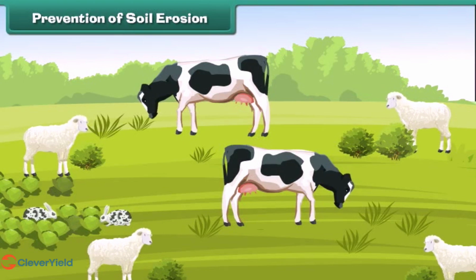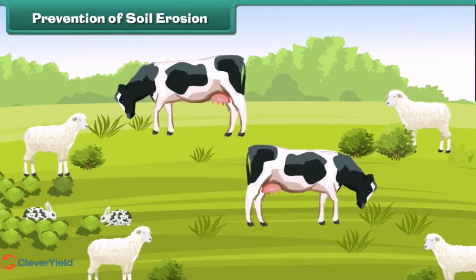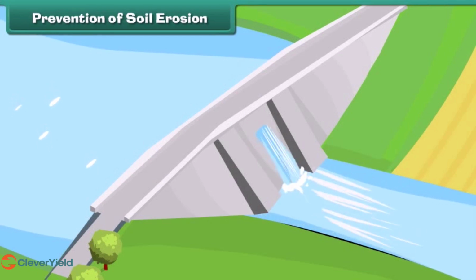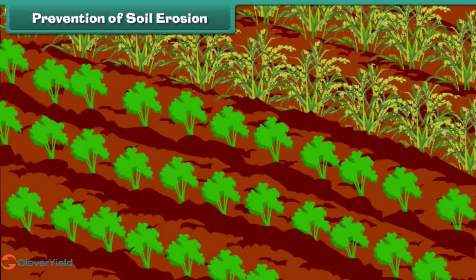Controlling overgrazing of the land by animals also controls the soil erosion. Building dams control soil loss. Some modern techniques of farming need to be practiced. For example, different types of crops should be grown at different times on the same land. Different types of crops should be grown in the alternate rows in the same land. These practices control the loss of soil and increase the fertility of soil.